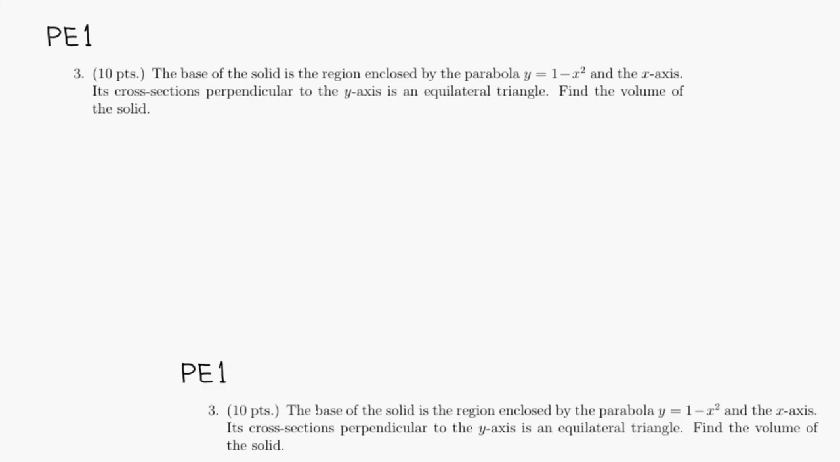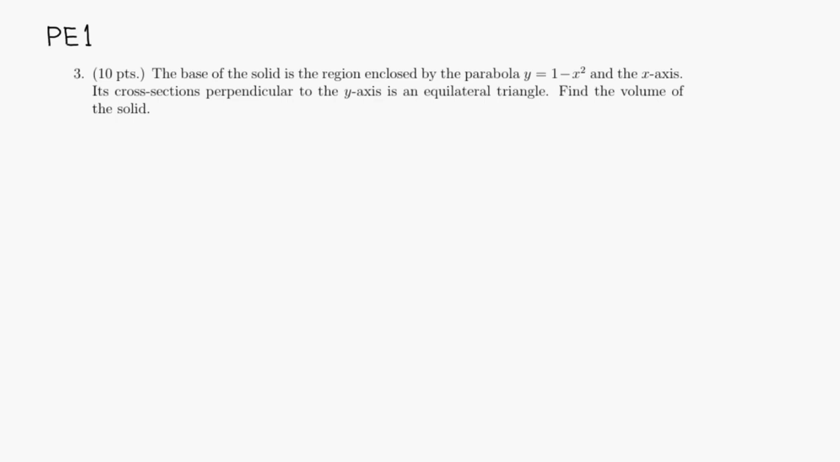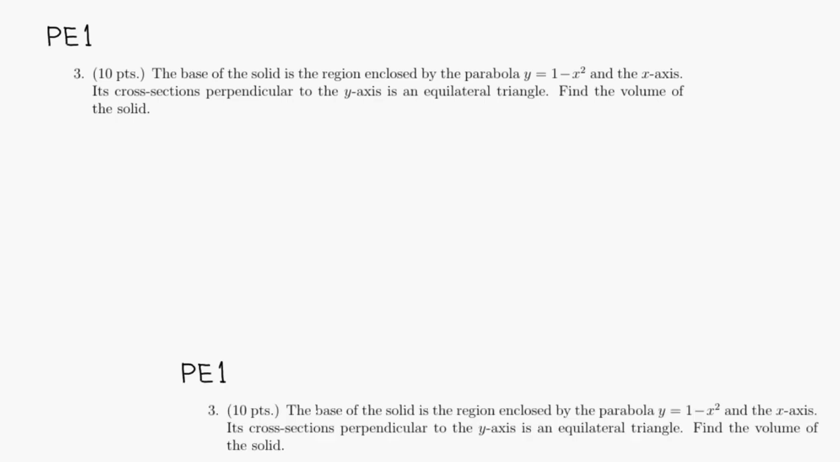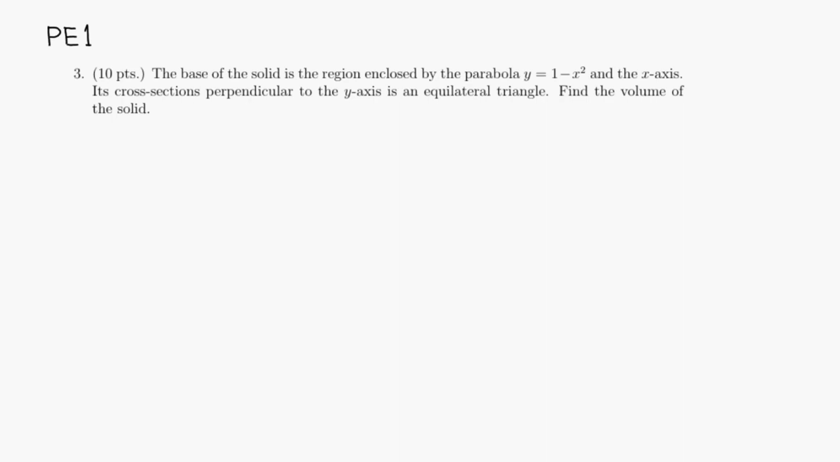All right, let's look at practice exam 1, problem number 3. The base of the solid is the region enclosed by the parabola y equals 1 minus x squared and the x-axis. So let's draw a picture of that. You have the x-axis, and here's the y-axis, and here's the origin.